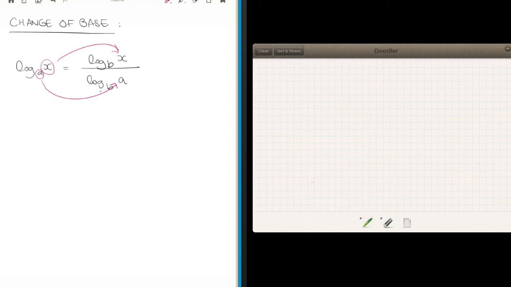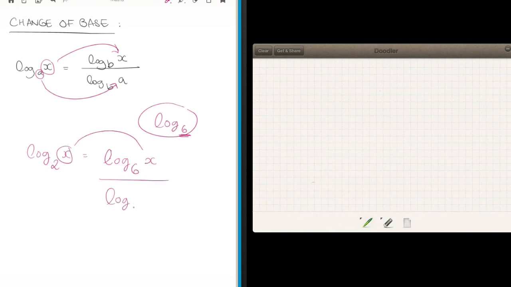The desired base b goes below. A really easy example: say you have log base 2 of x, but you want everything in base 6. So you just do log base 6 of x, divided by log of the desired base 6, and the original base 2 will be here. So you can just solve it like that.